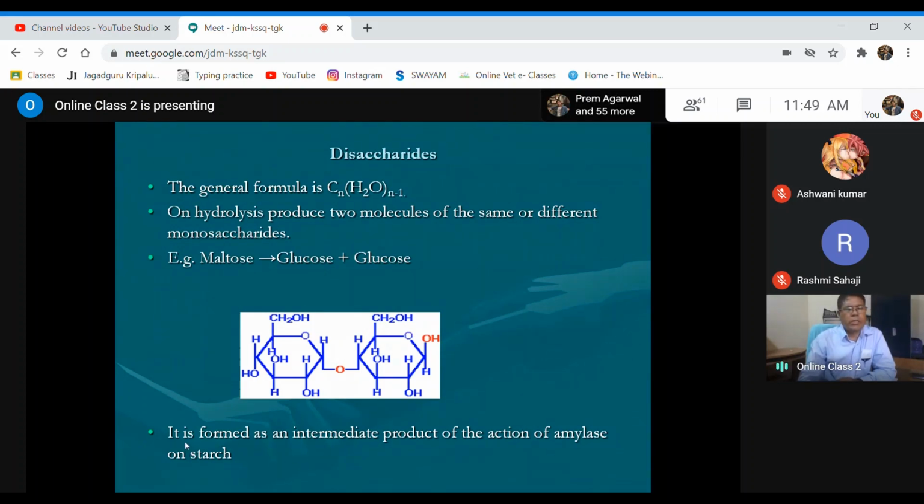It is formed as an intermediate product of the action of amylase on starch. Generally, maltose is formed when starch is hydrolyzed by the action of amylase, which may produce maltoses.